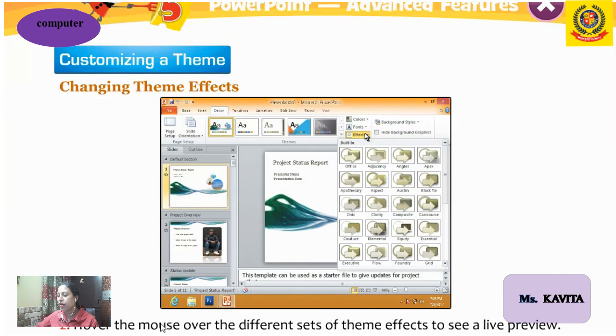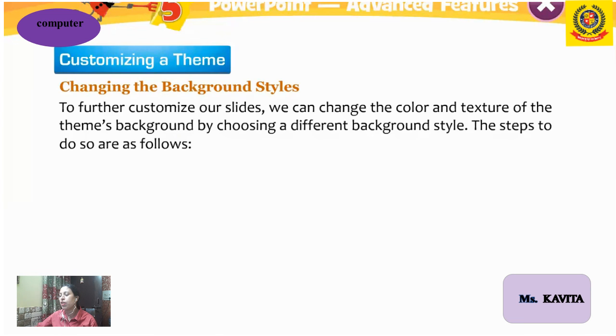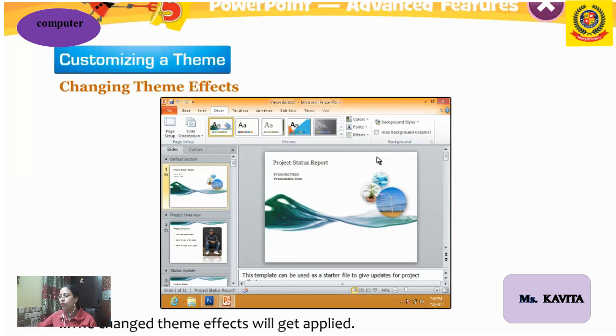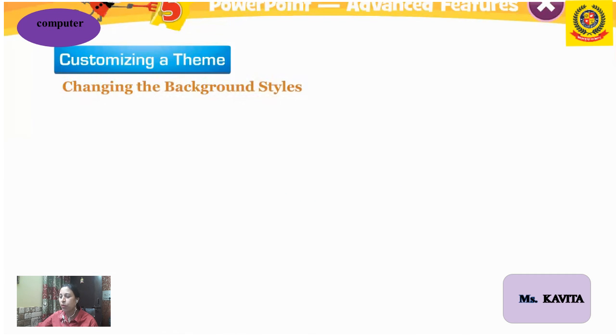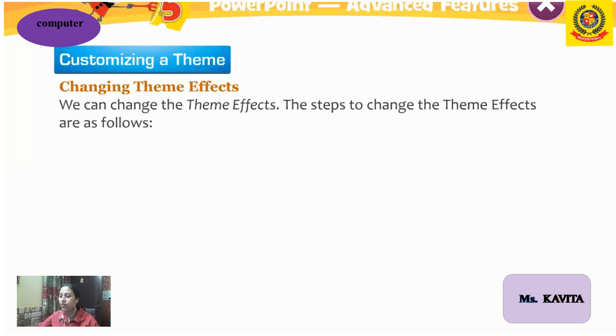From the design tab, again theme effects drop down. Now a drop down menu will appear. You click the mouse on different sets of theme effects to see a live preview. Select the set of theme effects you want. What type of themes you want, you can select. The changed theme effects will apply.